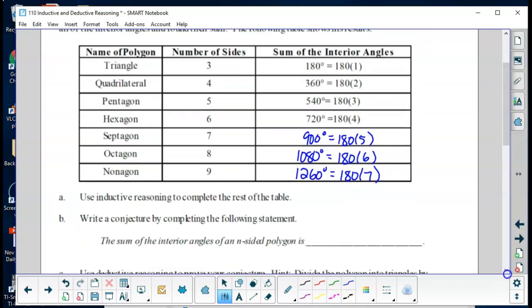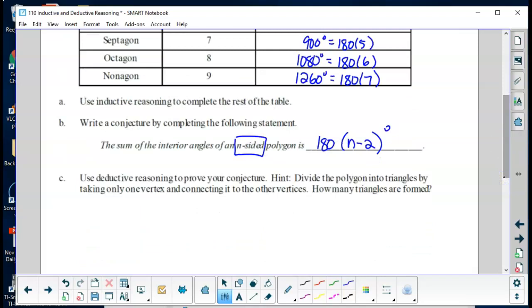It says write a conjecture by completing the following statement. The sum of the interior angles of an n-sided polygon is 180 times, well, what's this value here? It's not the number of sides. In this case, it's 7 when the sides are 9, 6 when the sides are 8, 5 when the sides are 7. It's 2 less than the number of sides. Okay? So sometimes we actually use the formula. Because this is defined here. N-sided means n represents the number of sides. So we don't have to say anything more than that.